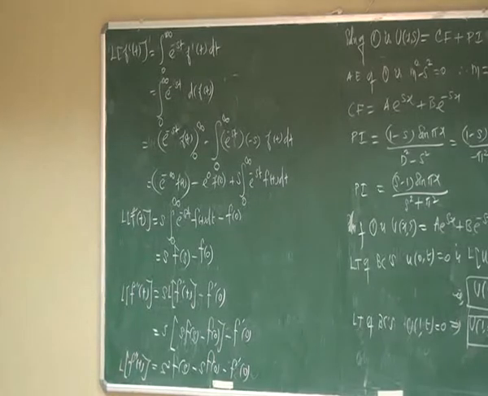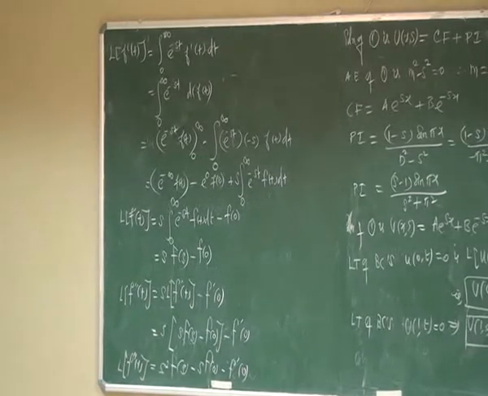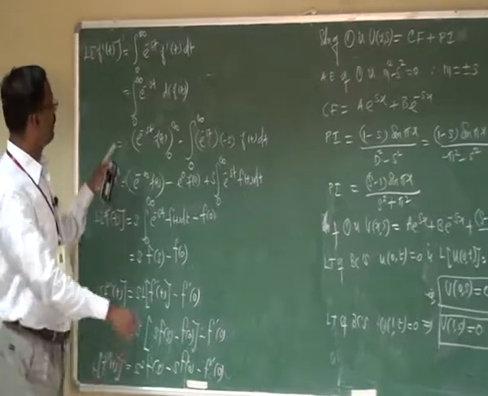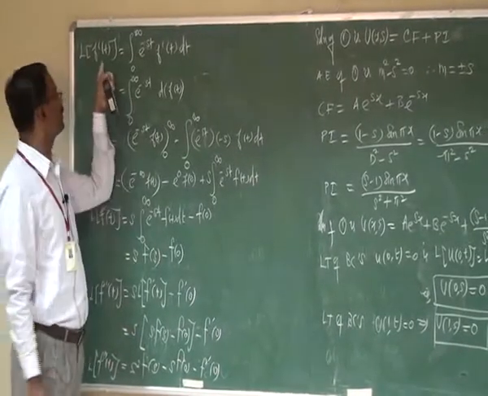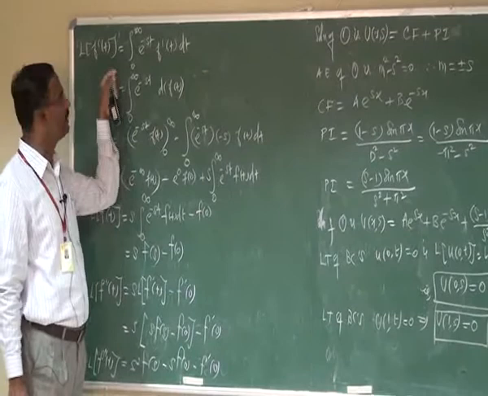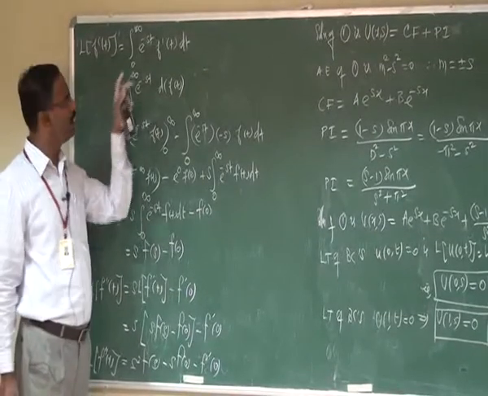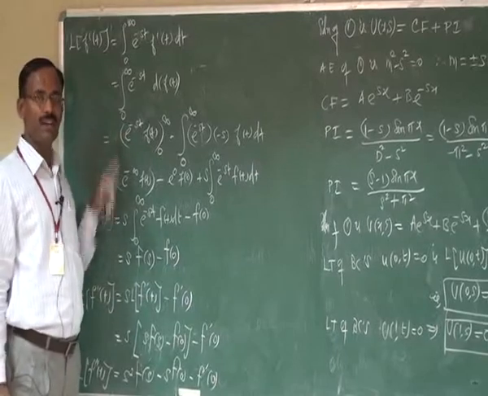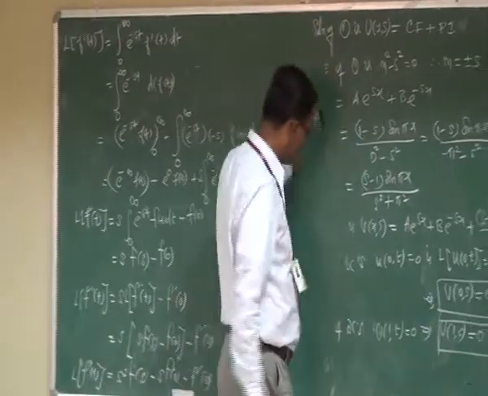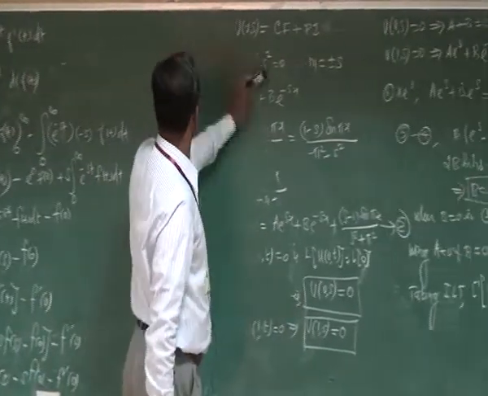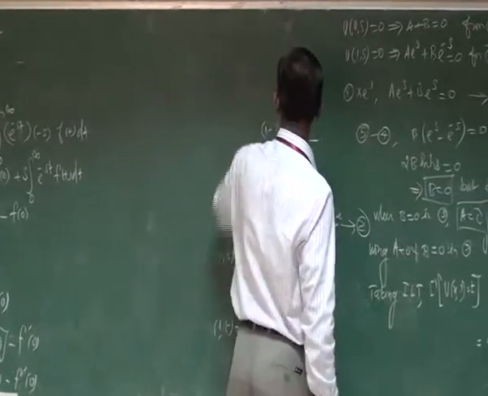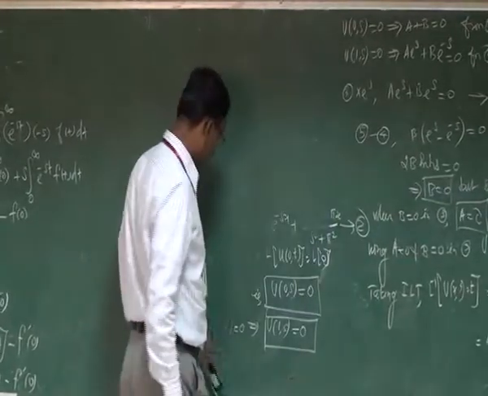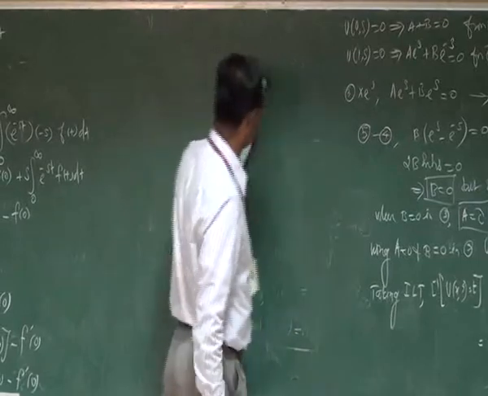Why am I deriving this formula? Most of the time you have a problem recalling the result of the Laplace transform of f dash of t. So whenever you have a doubt, it is better to derive whatever formula is required. In a similar way, you can derive the Laplace transform of the partial derivative of u with respect to t.